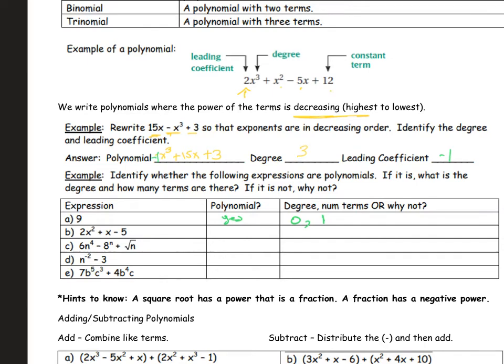If I look at B, 2x squared plus x minus 5. Is it a polynomial? Yes, it's a number. There are positive exponents. The degree, my largest exponent, is 2.